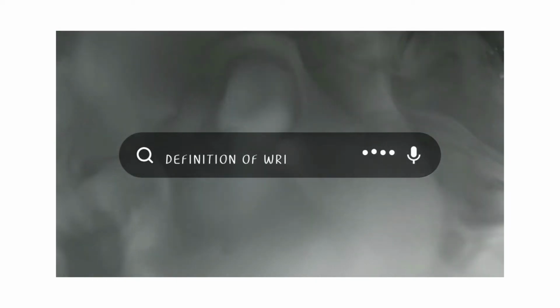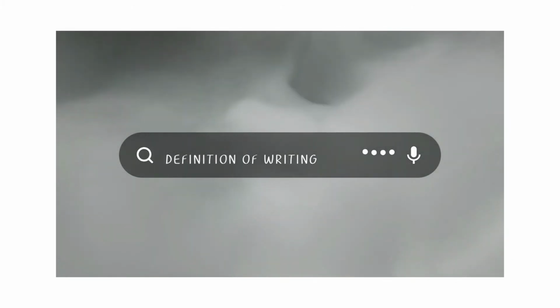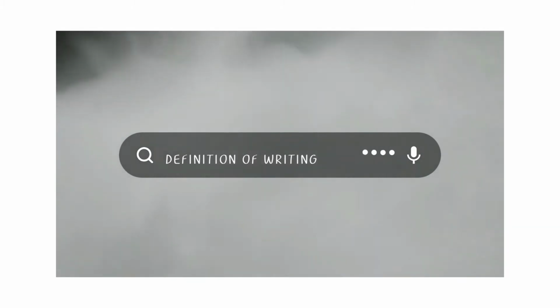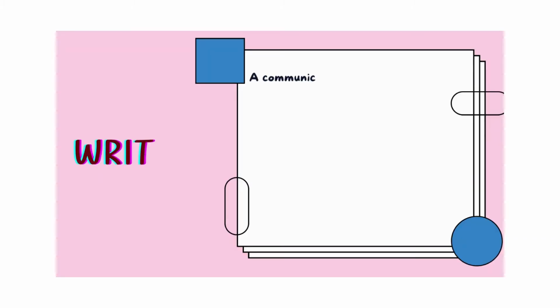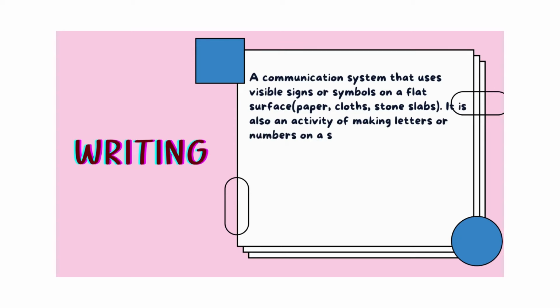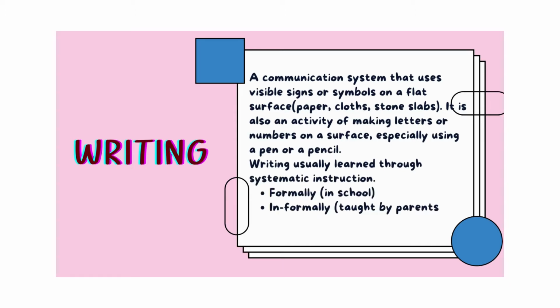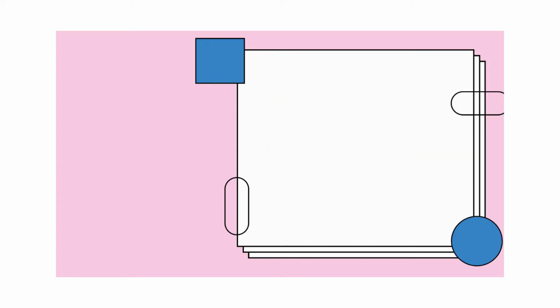Now, let us check the definition of writing. What is writing? Let's find out. Writing is a communication system that uses visible signs or symbols on a flat surface like paper, cloths, or stone slabs. It is also an activity of making letters or numbers on a surface, especially using a pen or pencil. Writing is usually learned through systematic instruction, formally like in school, or informally like taught by parents at home.